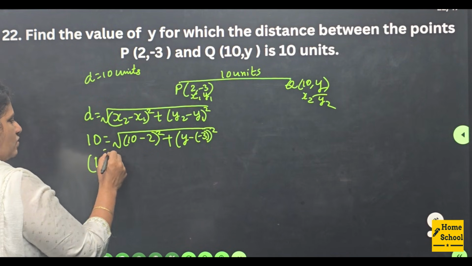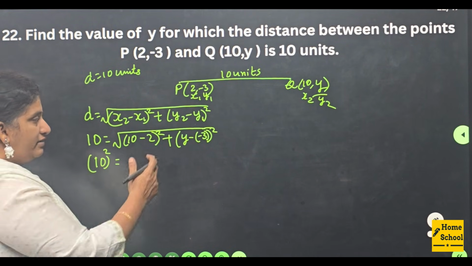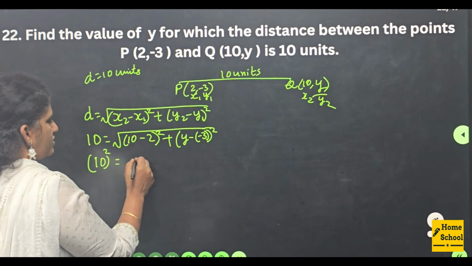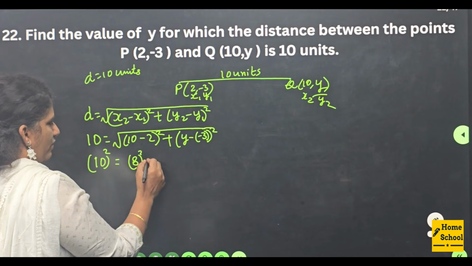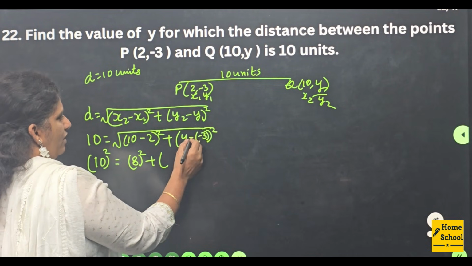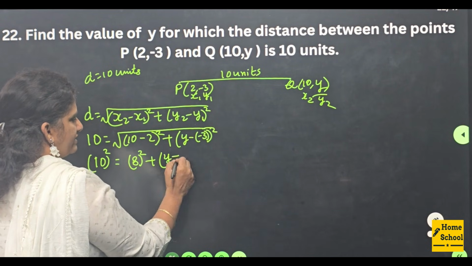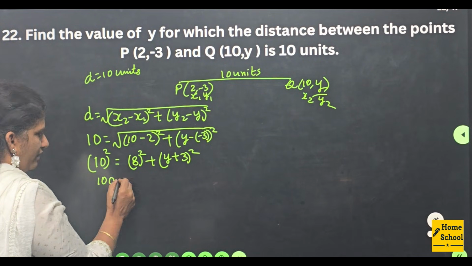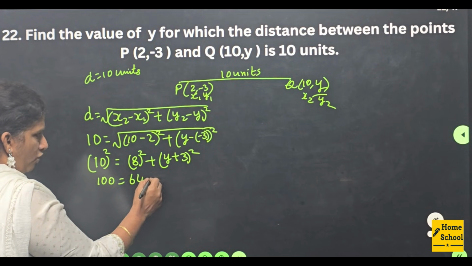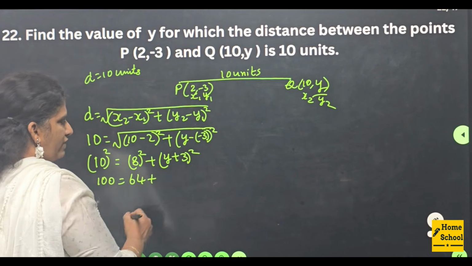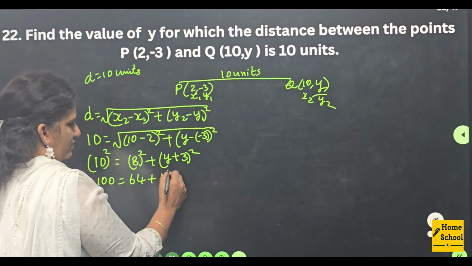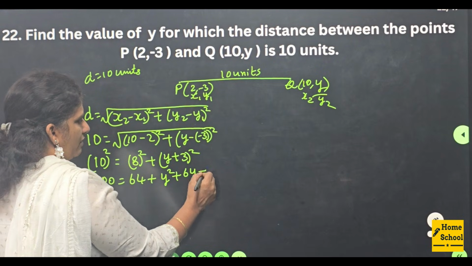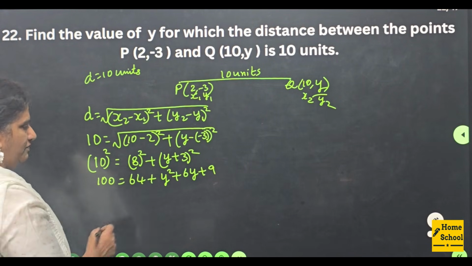10 whole square. Why is it whole square? This square root, bring to the other side, it will be whole square. 10 minus 2 is 8. 8 square plus (y minus into minus, plus 3) whole square. 10 tens are 100, 8 eights are 64, plus a plus b whole square formula you can write: y square plus 2 into 3 into y is 6y plus 3 3s are 9.